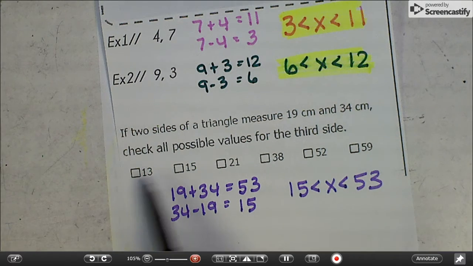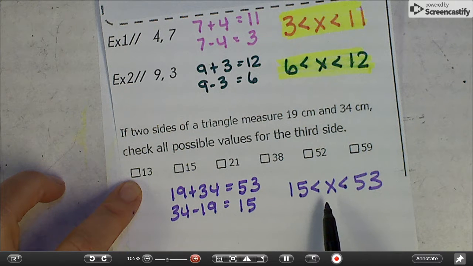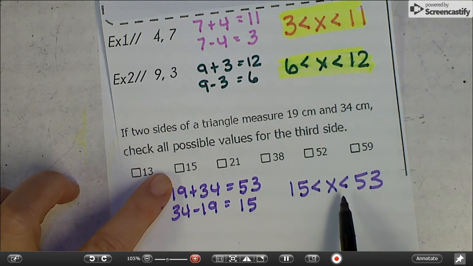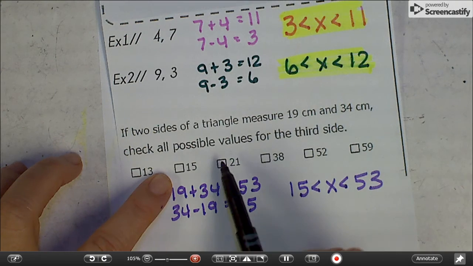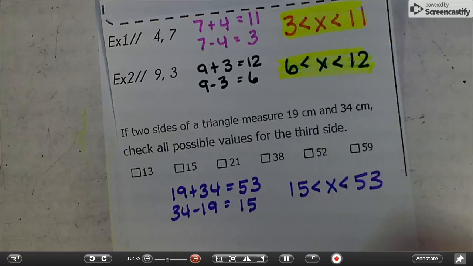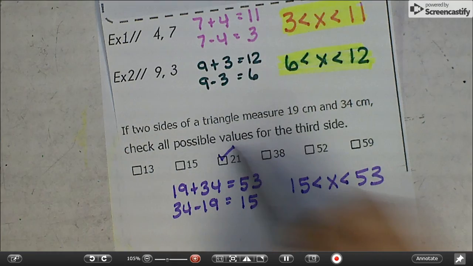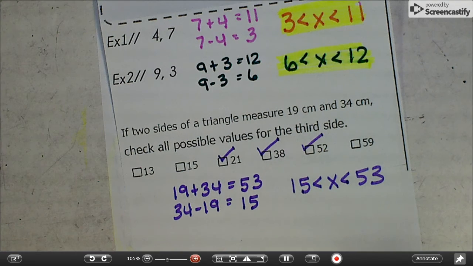So now we're going to look at our choices. Is 13 in this range? No. It's less than 15. No. All right. So some of you are saying yes to 15 and some of you are saying no. It's a no. Because that would be equal. So not 15. Yes to 21. Yes to 38. Yes to 52, but not to 59.